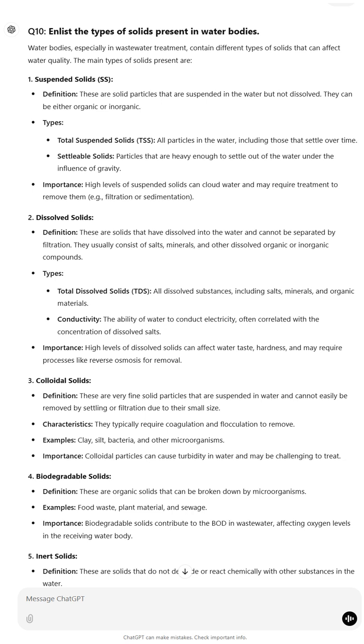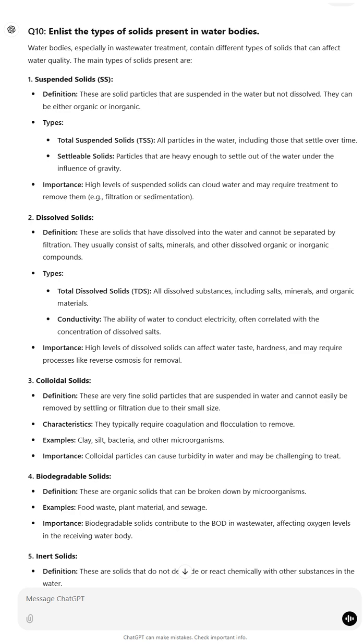Types. Total suspended solids, TSS: all particles in the water, including those that settle over time. Settleable solids: particles that are heavy enough to settle out of the water under the influence of gravity. Importance: high levels of suspended solids can cloud water and may require treatment to remove them, e.g., filtration or sedimentation.